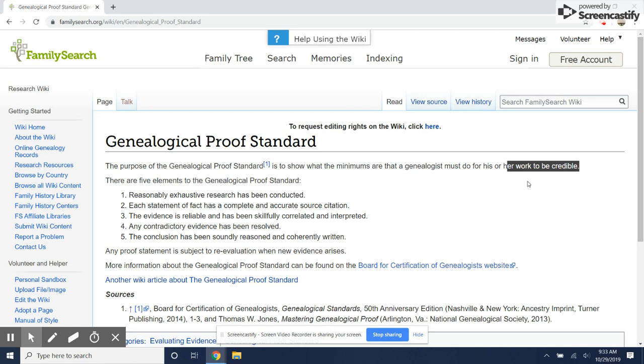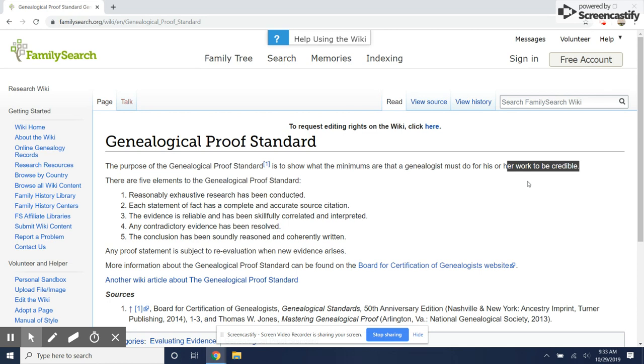Sometimes in census records, they spoke to a neighbor to get that information, or whoever they could find the information from. So keep that in mind when you are attaching sources, that you want it to be as accurate as possible.